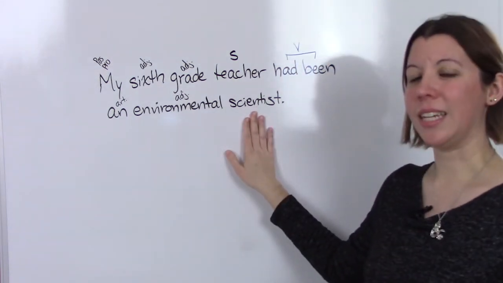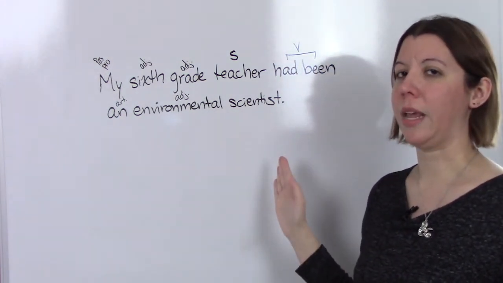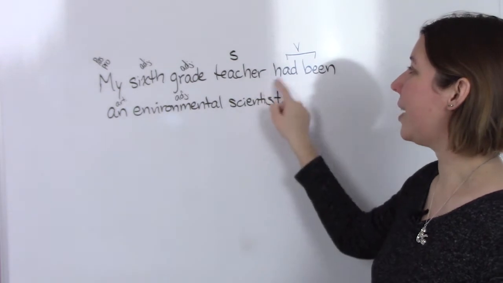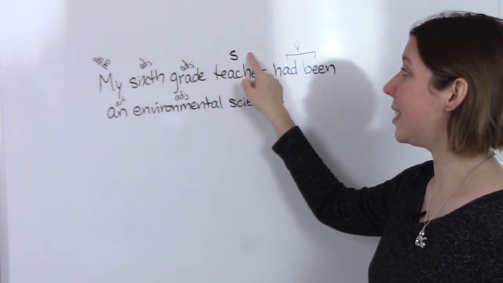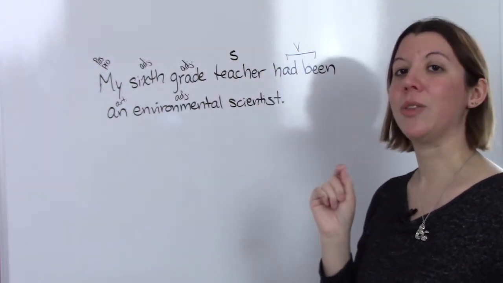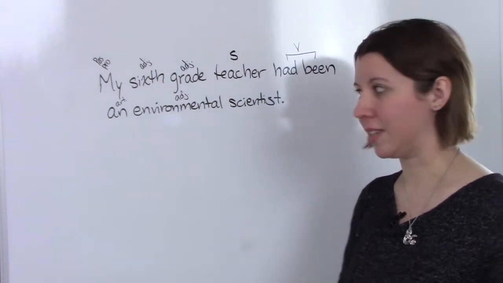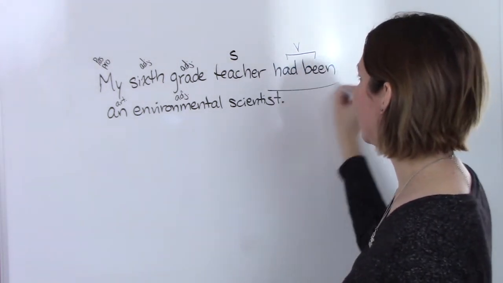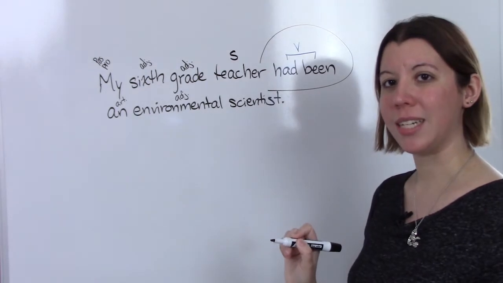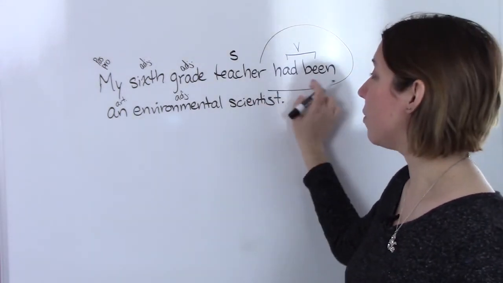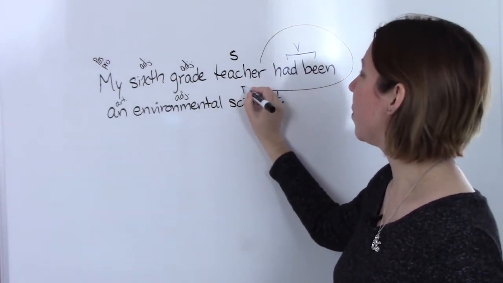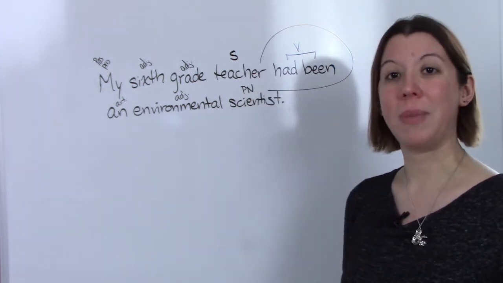Now I'm looking at scientist. I'm thinking, this is a noun, but it renames the subject because the teacher and the scientist, they're the same person according to this sentence. So because scientist connects back to the subject, teacher, but it's after the verb, we label it predicate nominative, PN.